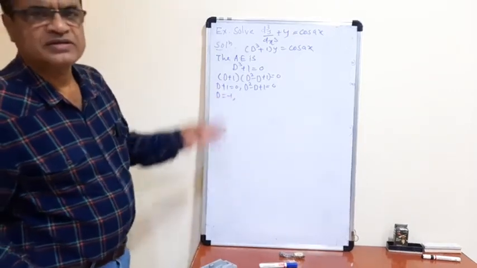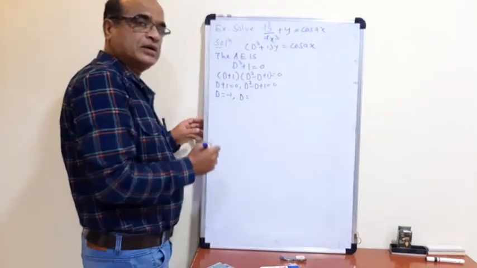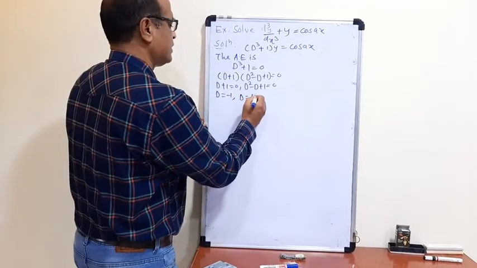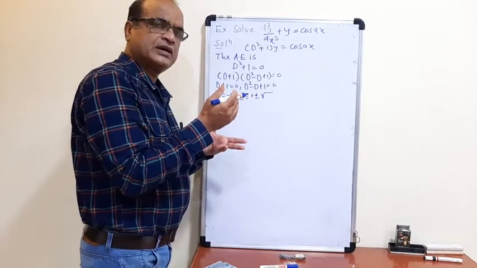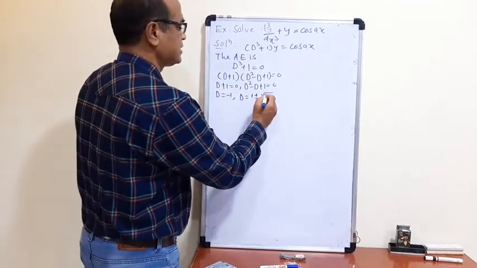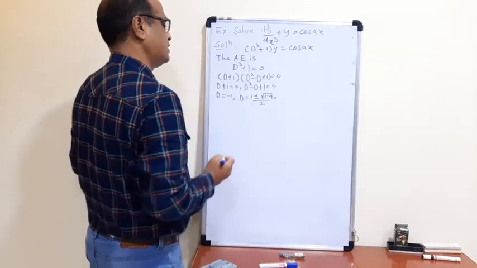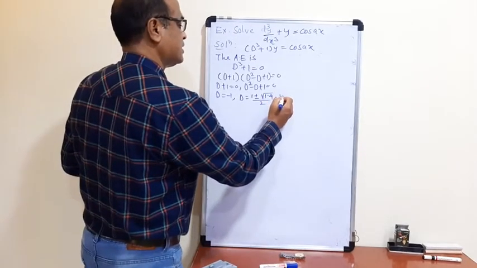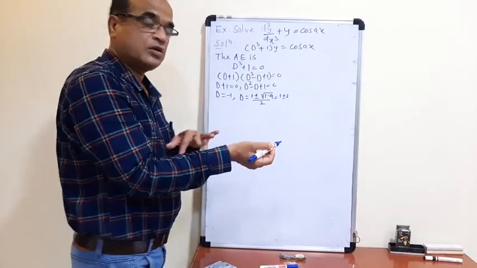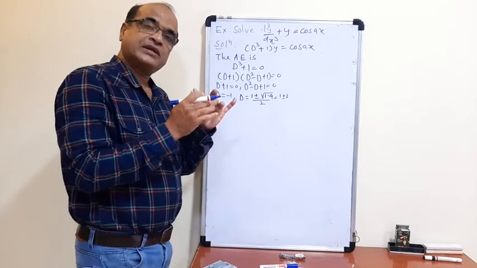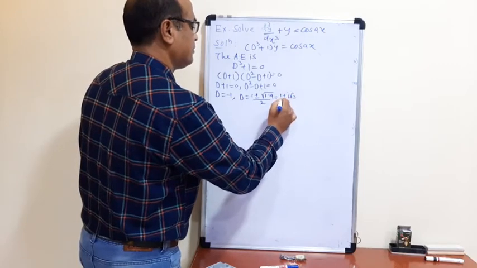By using the formula for the quadratic equation, d is equal to minus b, so minus b is 1, plus or minus root of b square minus 4ac, which is 1 minus 4, divided by 2. So that is 1 plus or minus root of minus 3, and root of minus 1 is i, so that is i root 3 by 2.